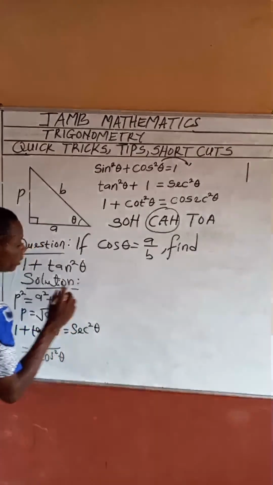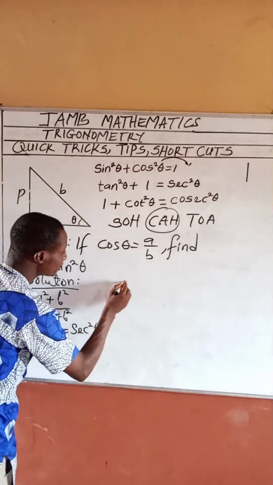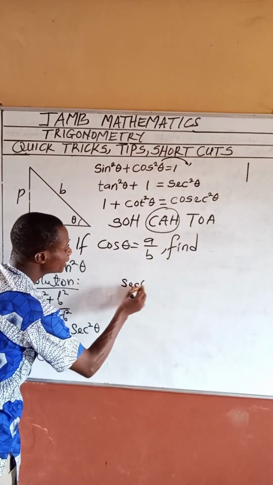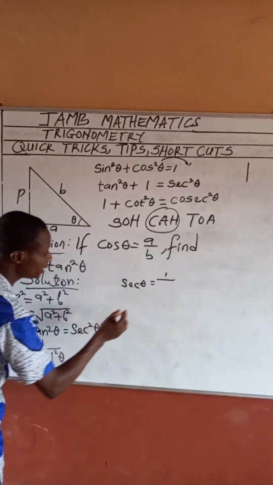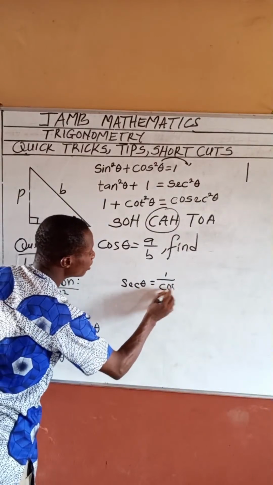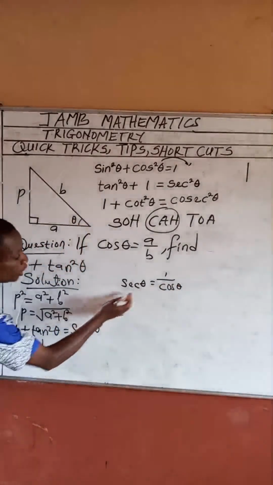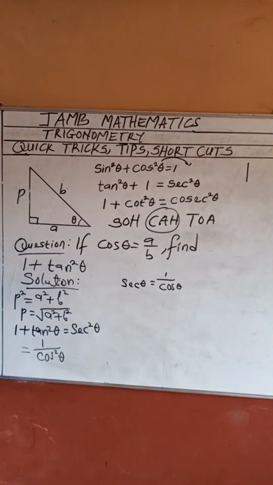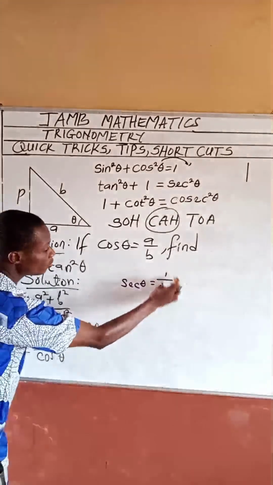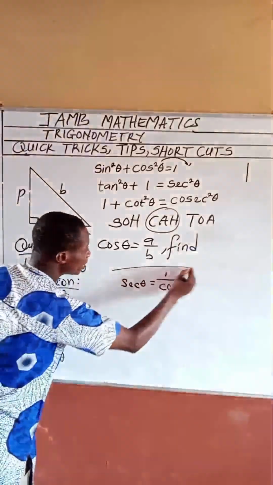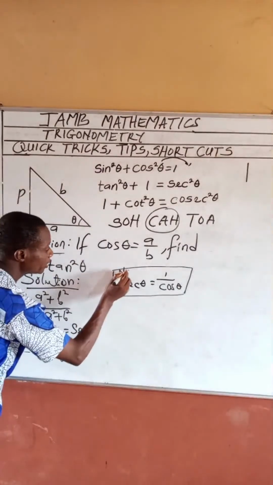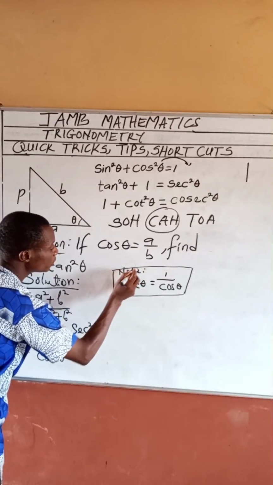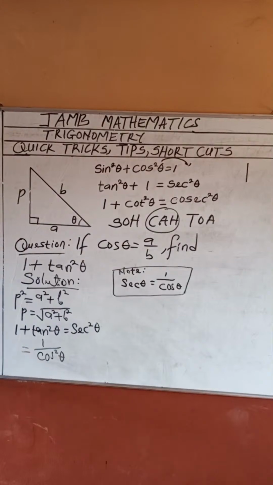One thing you need to know is that sec theta is equals to 1 over cos theta. So when you square here, you also square here. That's the implication. That's what happened here. Sec theta is equals to 1 over cos theta. Note this one. This is very, very important, and that's what we have used here.